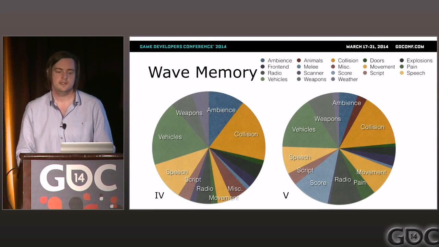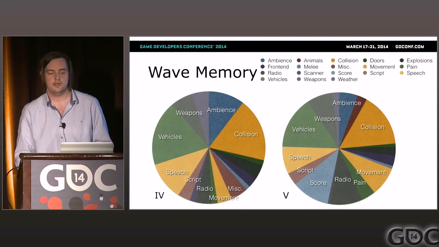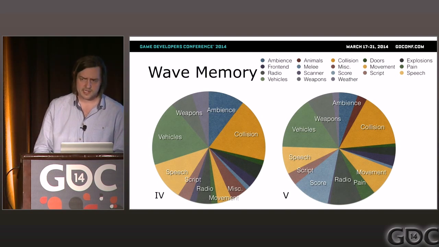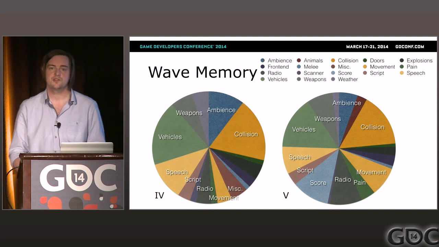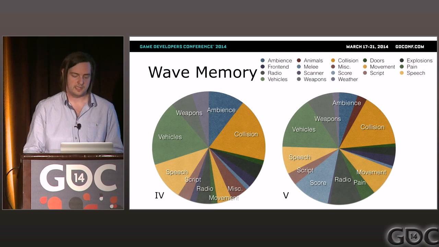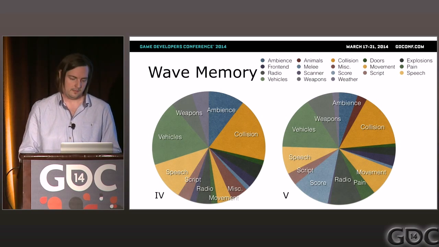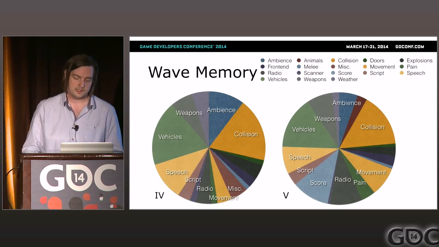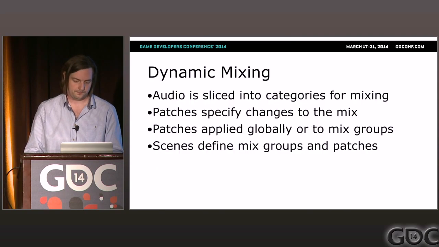You might be interested to see that our collision wave data is pretty massive. It's one of the single biggest chunks. And that's because for us, a rich collision set is really important to creating an interactive and dynamic world. We want to make sure if you knock something over, it sounds appropriate and has plenty of variation. And as I mentioned, almost all of this is in video memory on PS3.